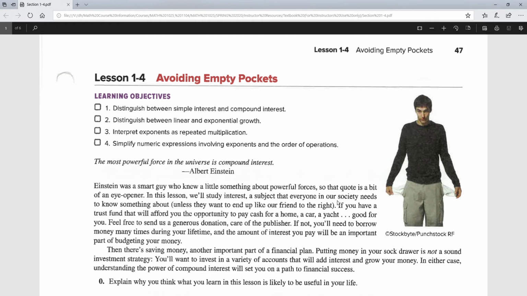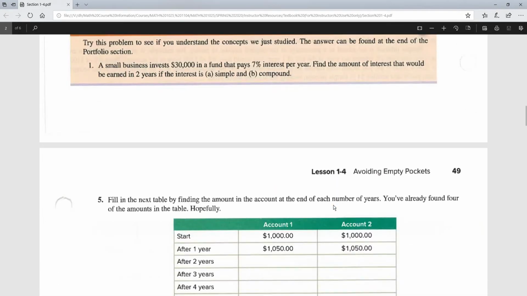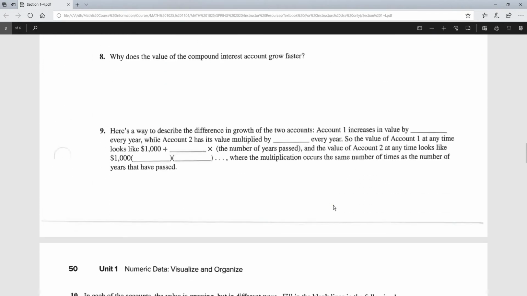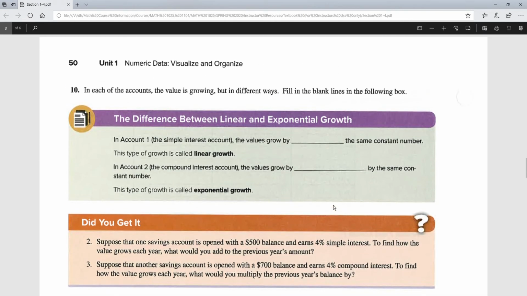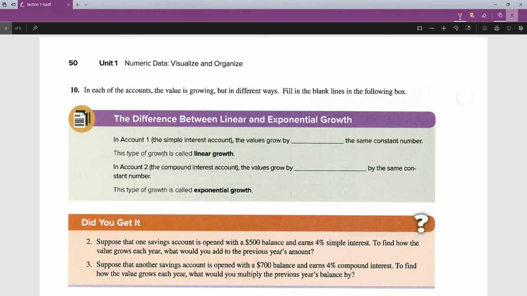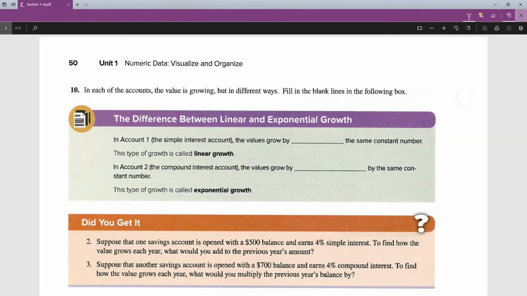We're going to start with the classwork that's on page 50, using some of the stuff you did in your group work. So let's talk about the box right above the group work to make sure we're all on the same page here. This is page 50, the box with the purple title. It says the difference between linear and exponential growth. This is a pretty important concept to know.